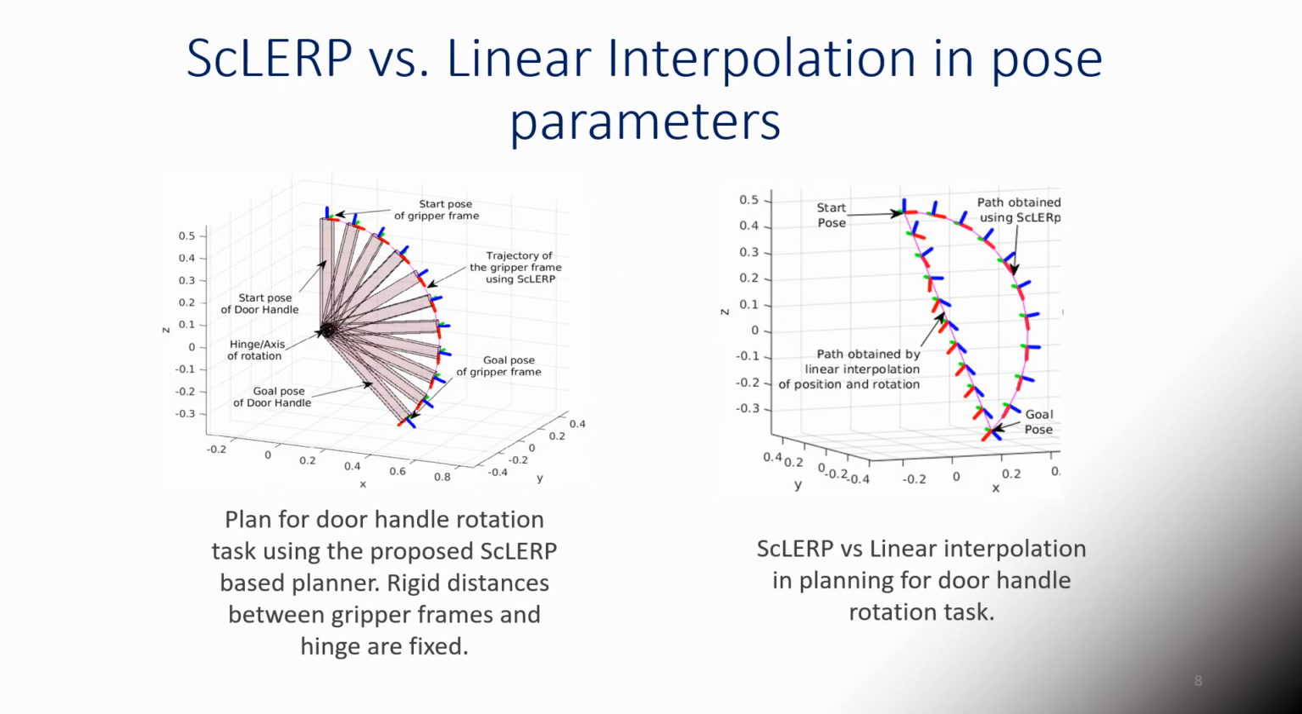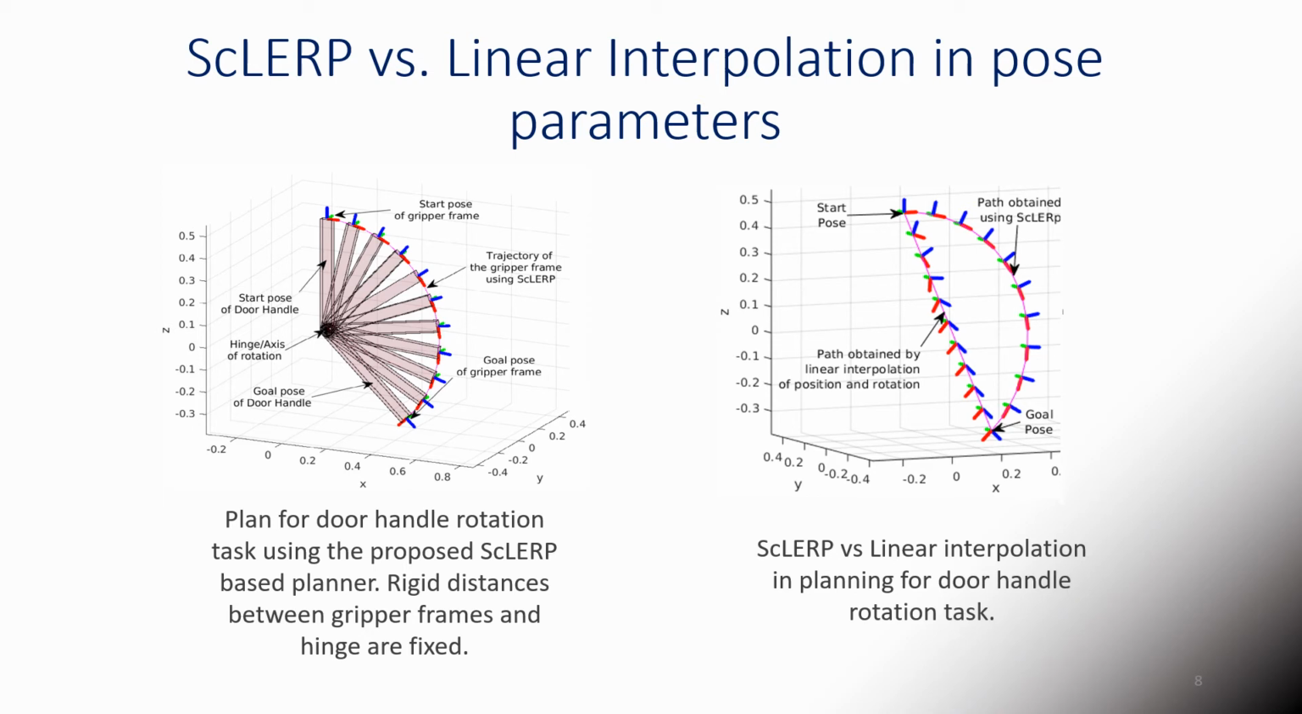Here, we will again consider the door handle rotation example to compare the path computed by the proposed planner using screw linear interpolation and another planner which considers interpolation of position and orientation independently. As can be seen in the left figure, our proposed planner computed the path while maintaining the rigid constraint imposed by the door handle.